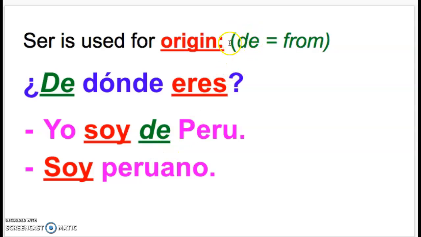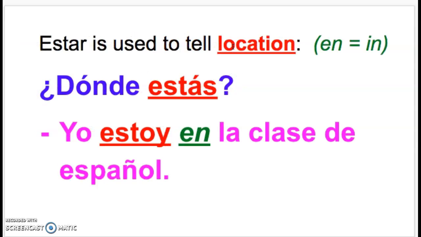So if you're using this word, de, chances are you're going to be using the verb ser because you're talking about where you're from. Okay, something that's not going to change: your nationality. Estar is used to talk about your location, which does change, and it uses this keyword en or in. So I could say, ¿Dónde estás? Where are you? Estoy en la clase de español. So I'm in the class right now, but I won't always be.